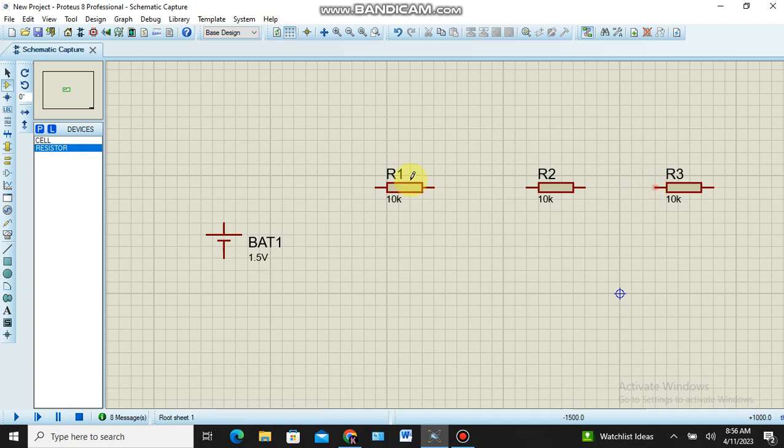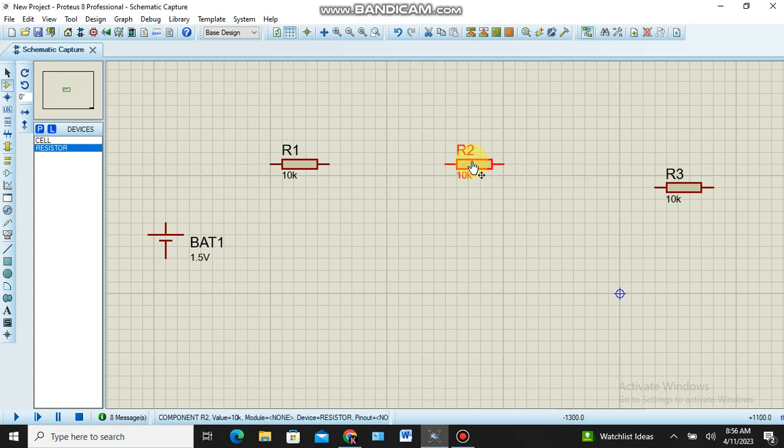So I will place them like this. We have to place all the components in a convenient position. Here we are going to check the characteristics of the series circuit.